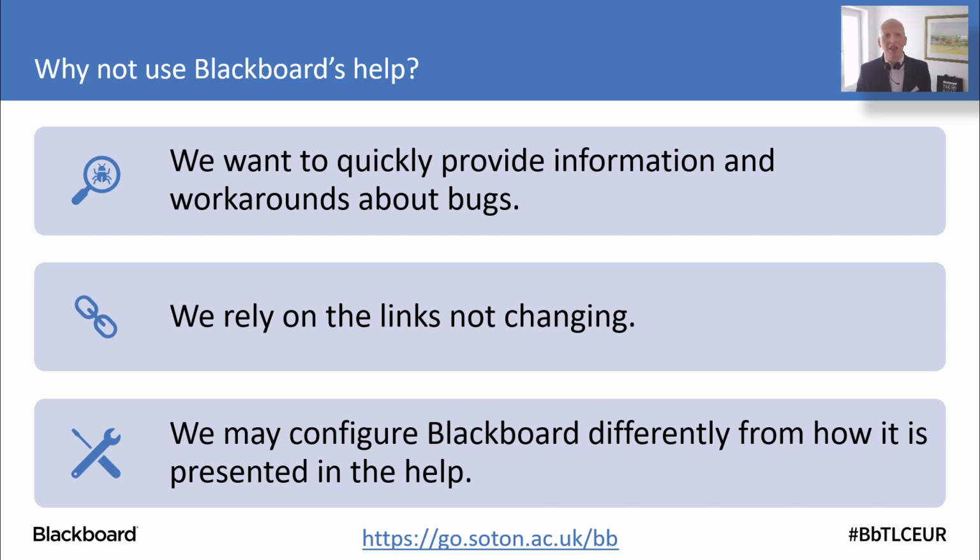We also want to provide current information about any workarounds, bugs, or ways we like to do things at Southampton, which is not stated in the documentation provided by the vendors. We also rely on the links not changing. Often I've bookmarked something on the Blackboard web pages, and a few years later I go back to that link and it's dead. I've got to remember how I found it in the first place, because every few years they change things. Whereas if we ever change our website, we can put in forwards so that we go from an old page automatically to a new page. And we might also configure Blackboard differently to how it's presented in the help, for example, what I said about course messages or not having the content system.